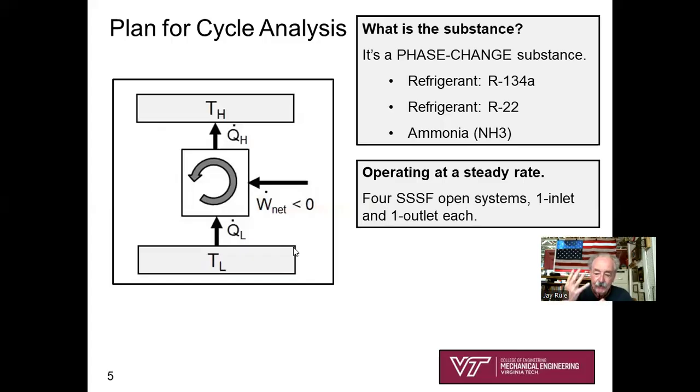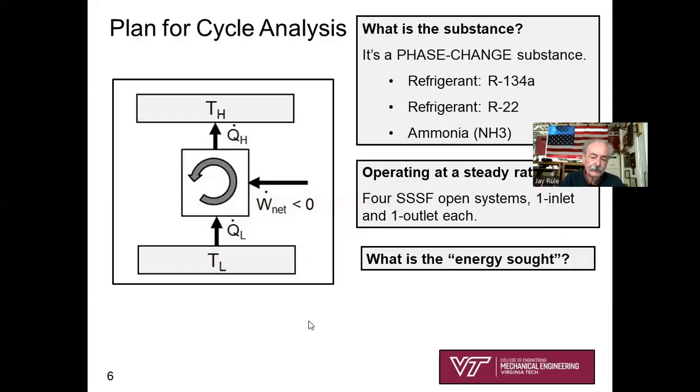And remember our four components: our compressor, our condenser, our expansion valve, and our evaporator. Each one of those is a steady state, steady flow, open system, and each of those has one inlet and one outlet. And so you're pretty good now at analyzing steady state, steady flow, open systems with one inlet and one outlet. You're pretty good at that already.